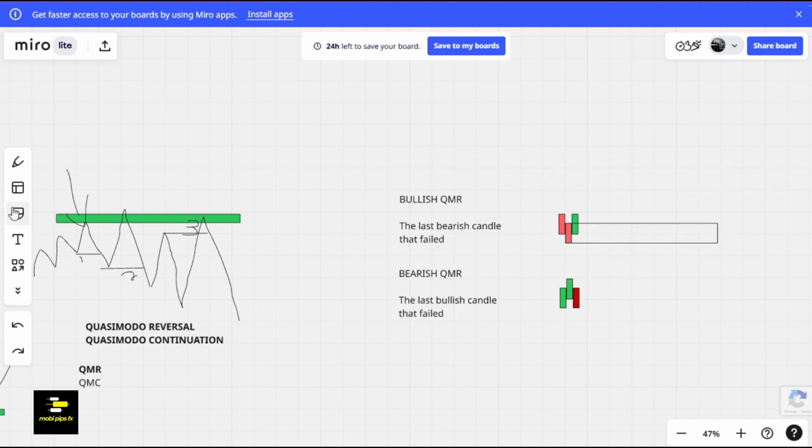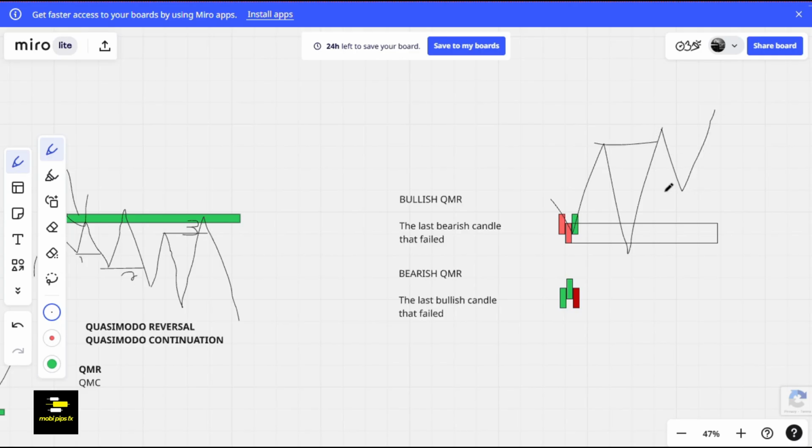Okay, no worries. So what is happening here is that we are saying this happened, a break of structure. This fails, right? And price goes back to create our transactional liquidity, comes back to create our structural liquidity, then comes back into this zone, this exact zone.